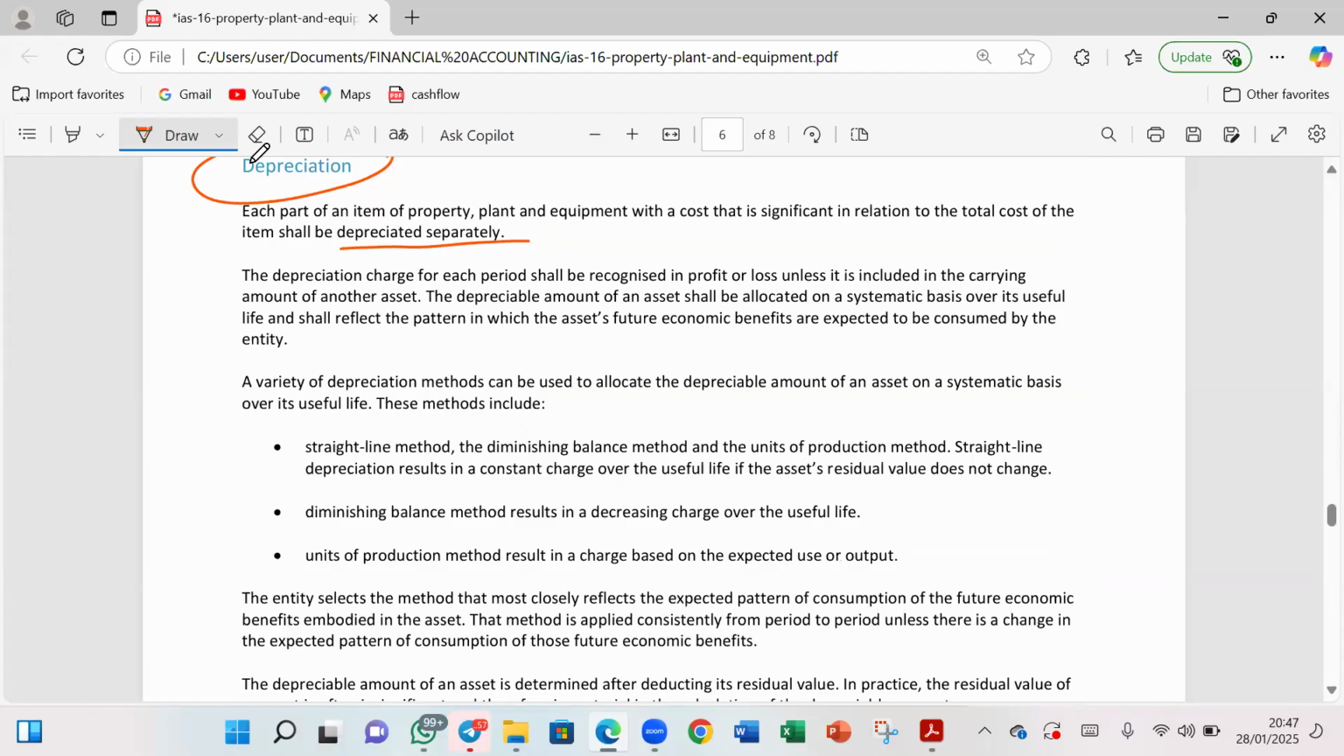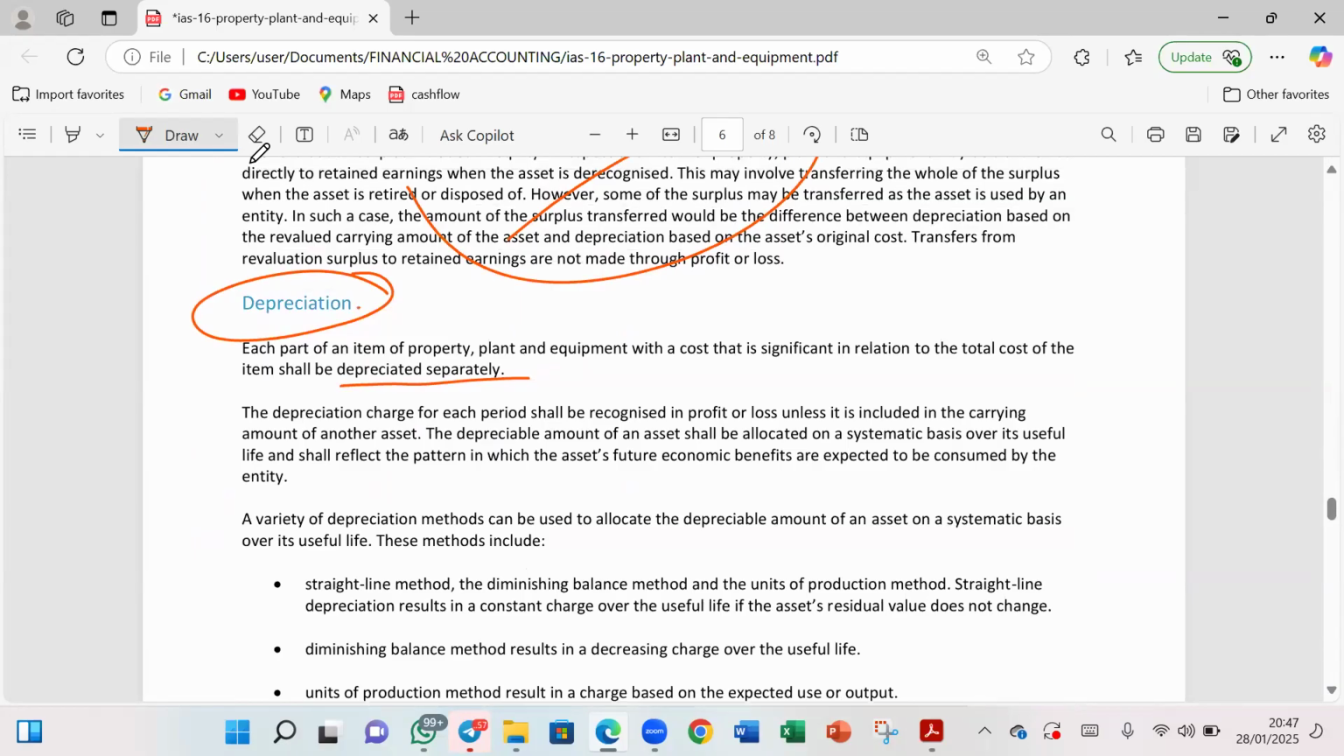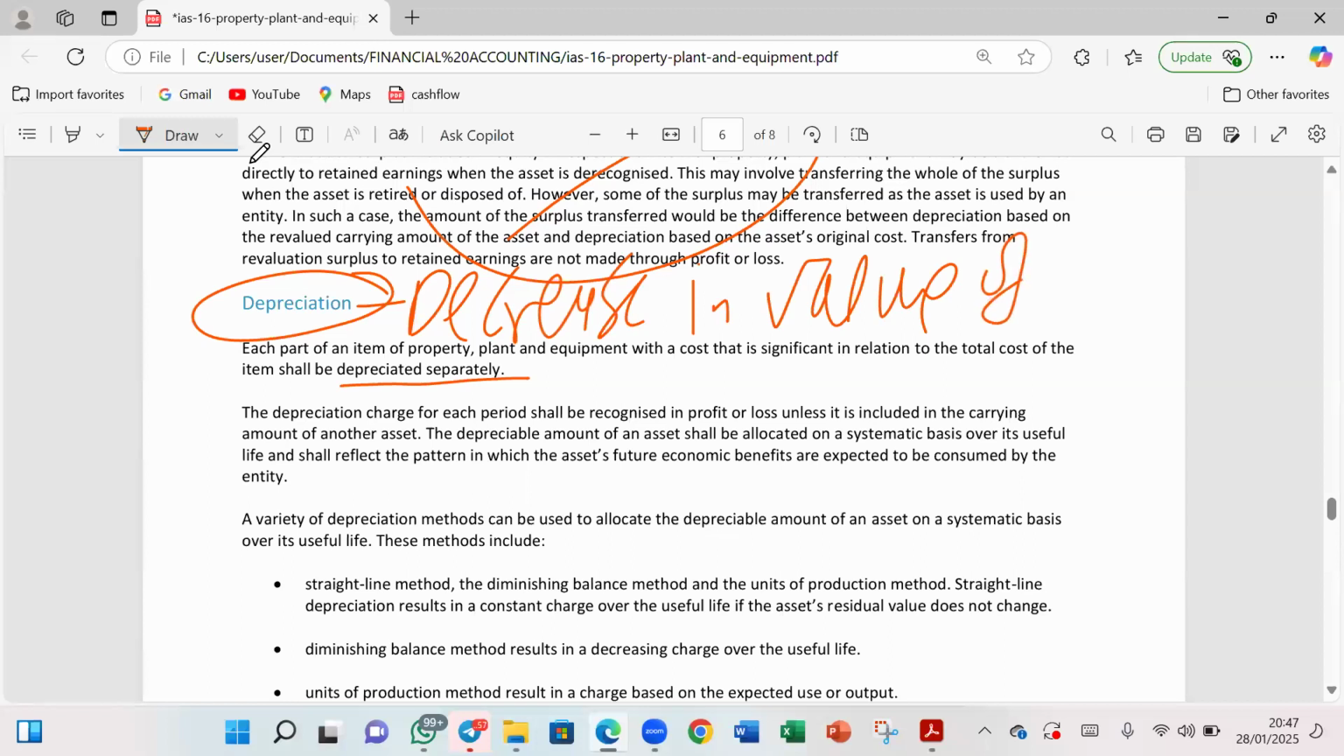So what is depreciation? Depreciation refers to the decrease in value of an asset. The decrease in value of an asset over time is what we call depreciation. Now, that one is okay. I know you may understand that definition. So you can say depreciation refers to the decrease in value of an asset over time.